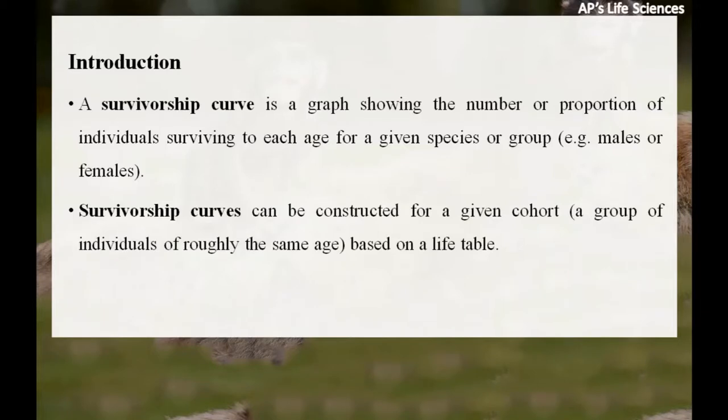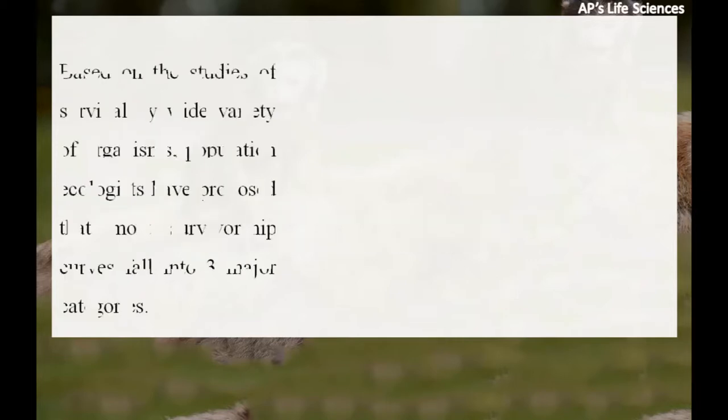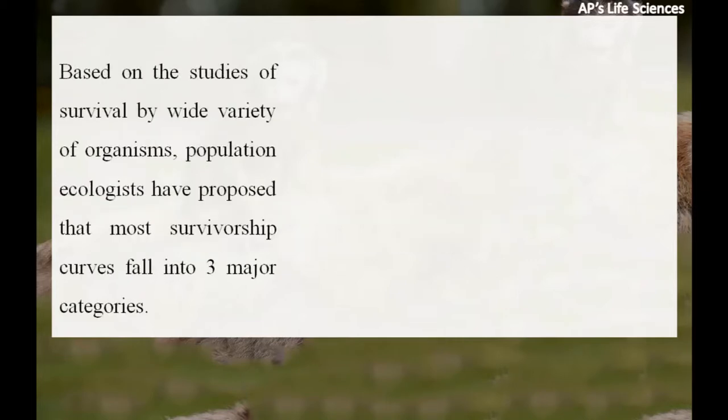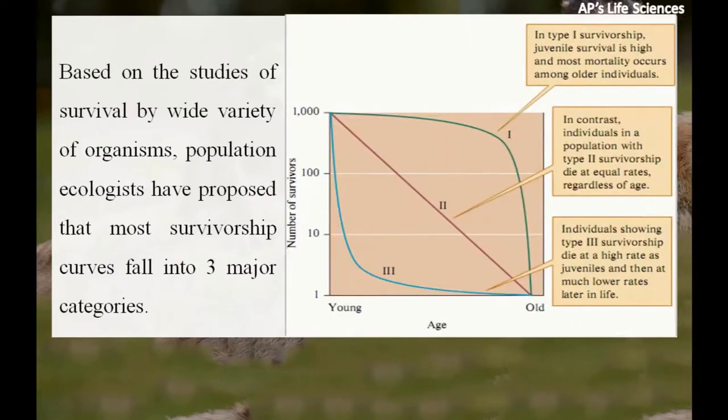So this survivorship curve can be constructed for a given cohort based on its life table. Already I have explained what a life table is in my previous videos. A life table is particularly for individuals roughly belonging to the same age. Now, based on the studies of survival by a wide variety of organisms, population ecologists have proposed three different types of survivorship curve, that is type 1, type 2 and type 3.